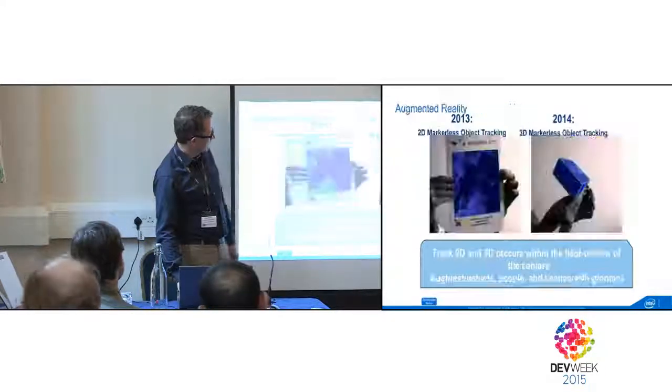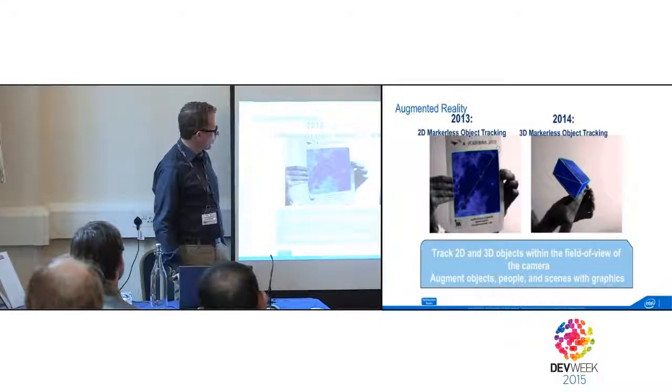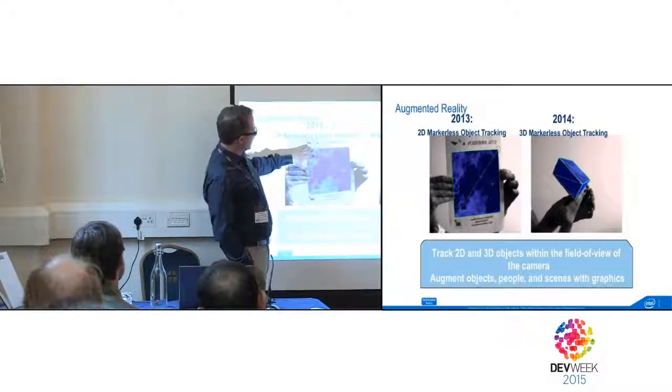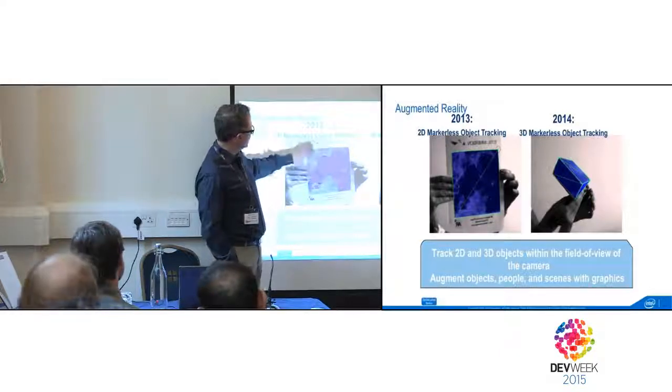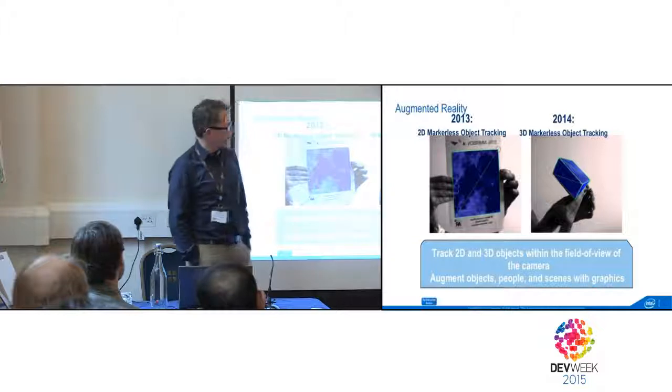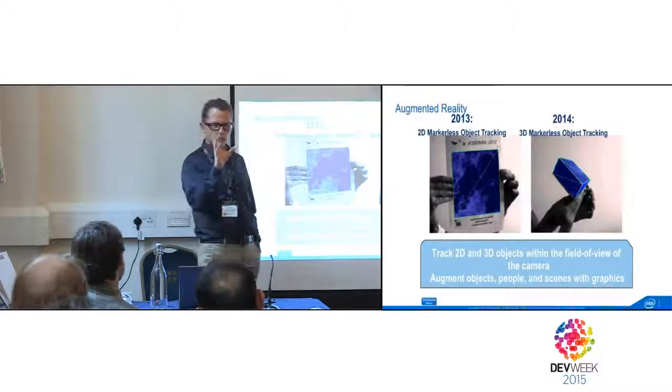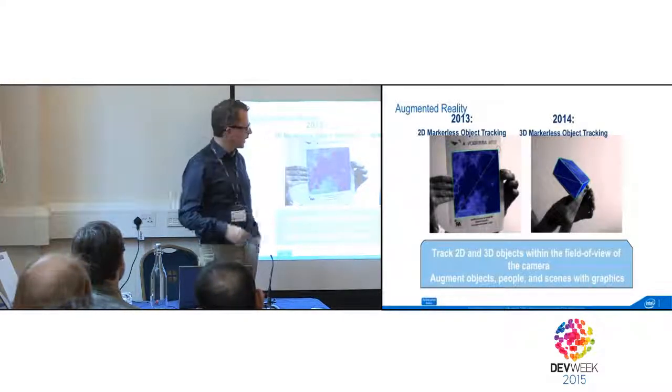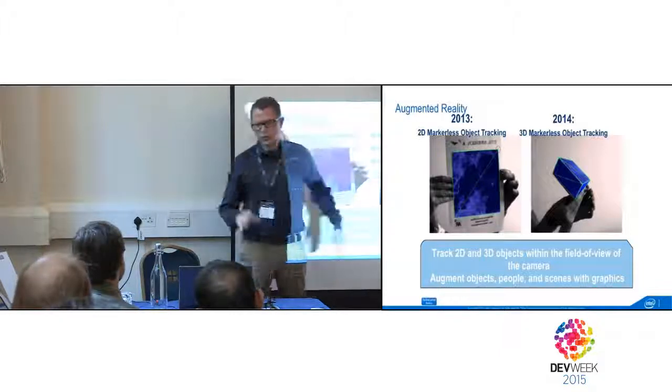Okay, we talked about that, sorry. Other thing, you can do some augmented reality. So you can track 2D objects in the 2013 version, but now you can also track 3D objects. Right? It will detect if an object is 3D. If you move the object, if you turn it, it will track it. It will follow the object.